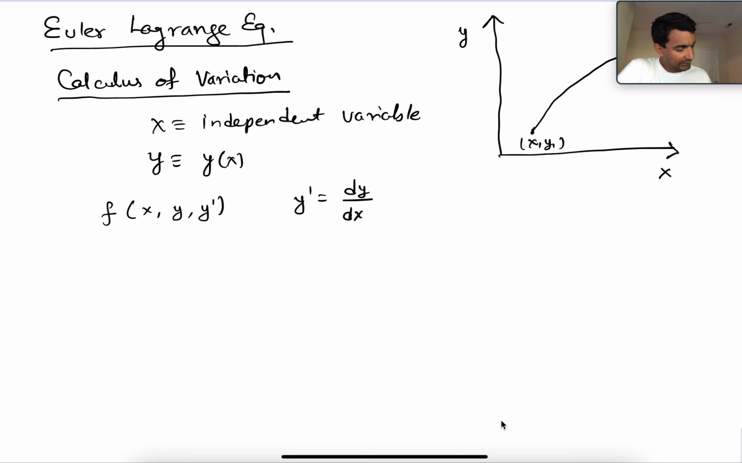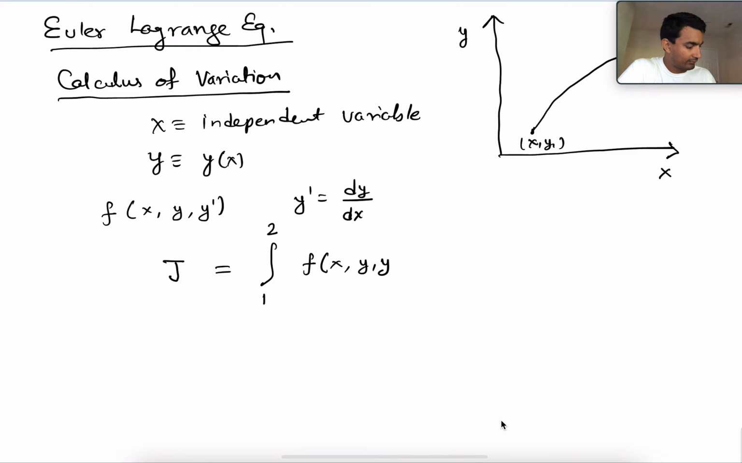And then there is an integral j. This integral is defined from point 1 to point 2, along the curve y of x. And this integral is the integral of f of x, y, y prime dx. So we can calculate this integral, which is simply the integral of this function f of x, y, y prime dx from point 1 to point 2 along some curve.